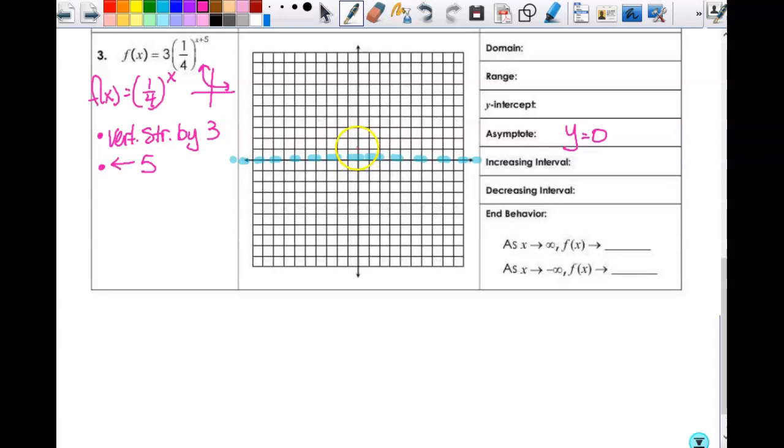Then I do my transformations. Vertical stretch by 3, so I multiply 1 by 3 and I get 3. And then I move to the left 5. 1, 2, 3, 4, 5. Then when x is 1, y is 1/4 for my parent function. I have a vertical stretch by 3. Well, 1/4 times 3 is what? 3/4. So I don't go very far. And then go to the left. 1, 2, 3, 4, 5.